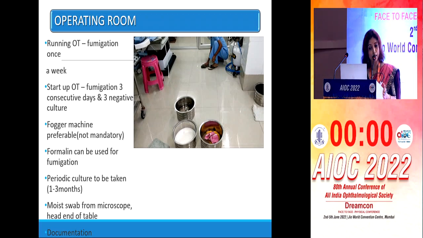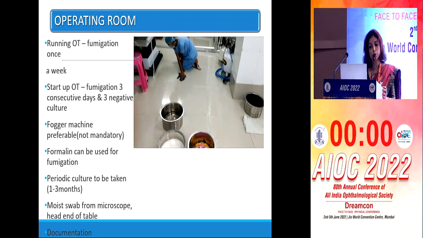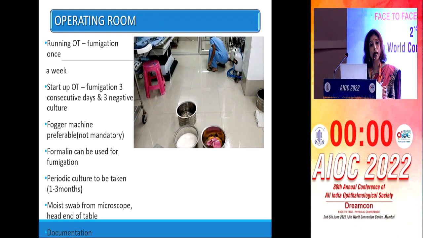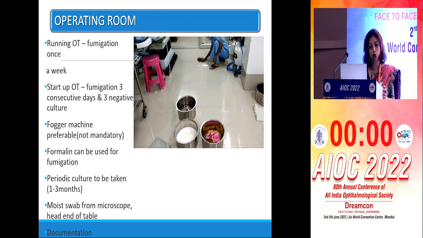But having said that, AIOS has still not contraindicated formalin fumigation. According to the protocol that they have mentioned in the recent guidelines, for a running OT, fumigation should be once a week. For a startup OT, fumigation on 3 consecutive days, followed by 3 negative cultures. A fogger machine is preferable, though not mandatory, and periodic culture for a running OT should be done at 3-monthly intervals. When you are doing periodic culture, the swab should be taken from the microscope, head end of the table, and the OT air, and all these findings should be documented.